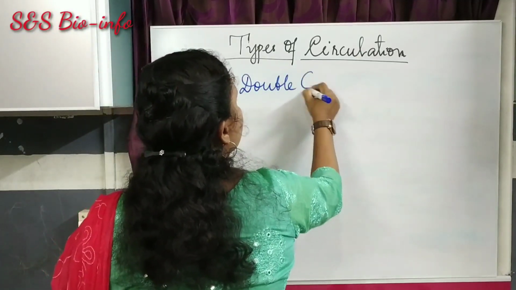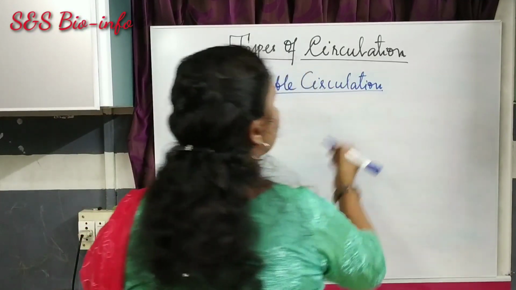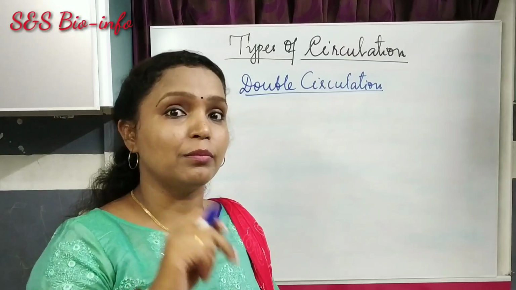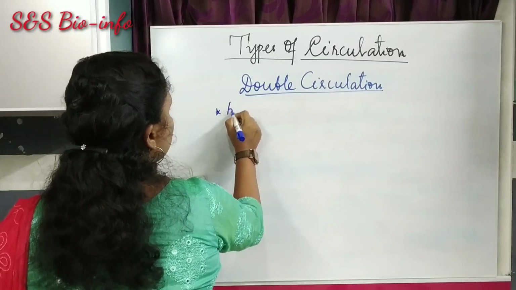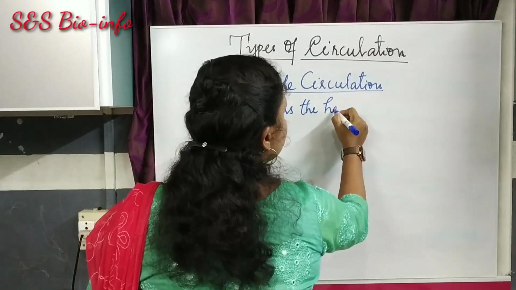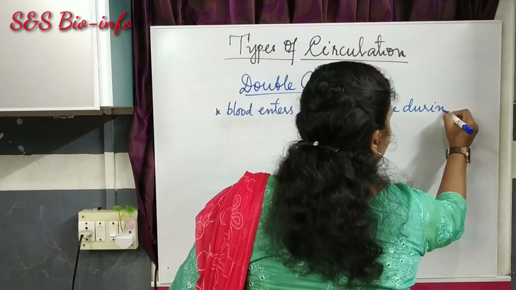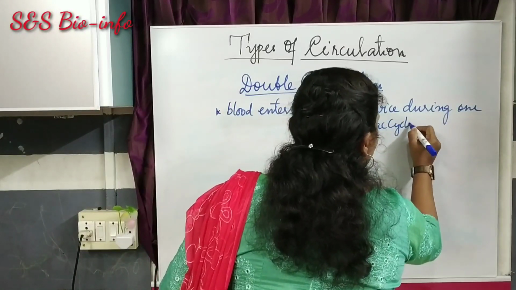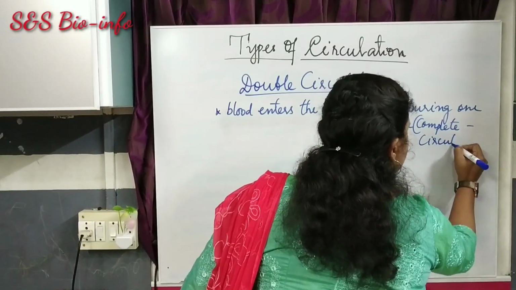Double circulation. In this type of circulation, blood enters the heart twice during one complete cycle. It means one cardiac cycle. Blood enters the heart twice during one cardiac cycle, or complete circulation.